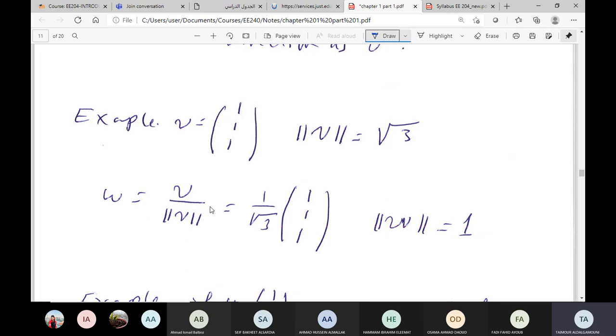This is an example. If we have V is 1, 1, 1, then the norm of V is the square root of 3. If we want to make a unit vector in the direction of V, then we will have to divide V by its norm. So V divided by the norm of V, which is 1, 1, 1, divided by the square root of 3, is equal to 1 over square root of 3, 1 over square root of 3, 1 over square root of 3.